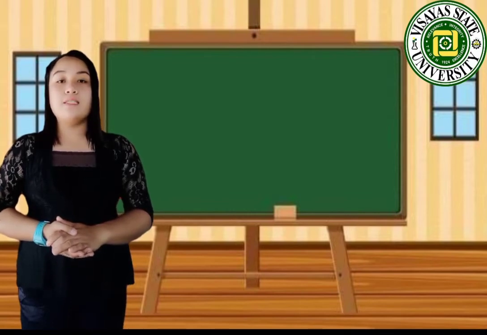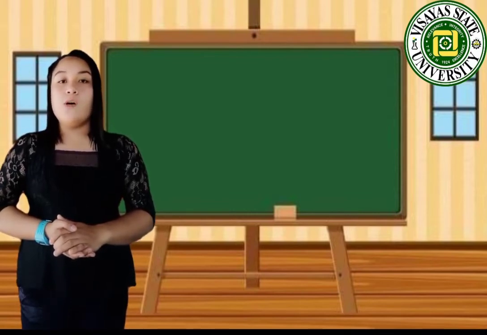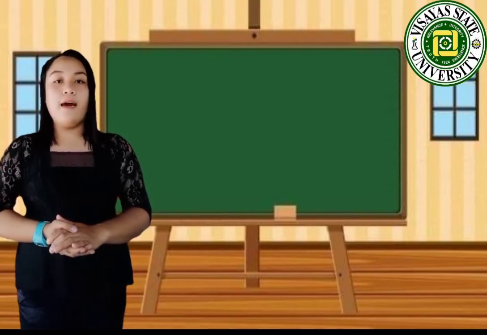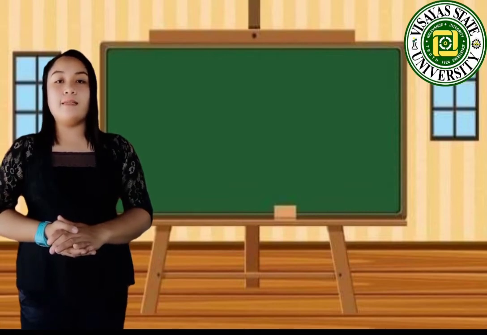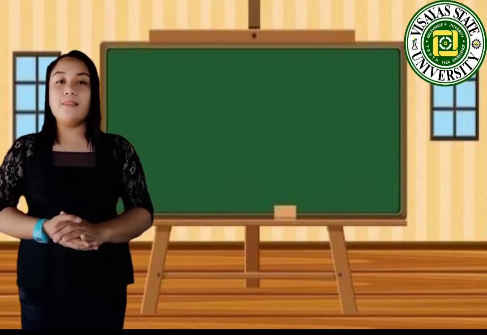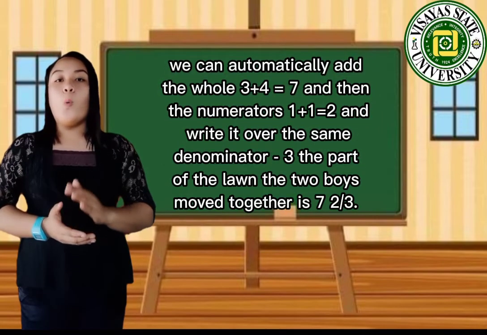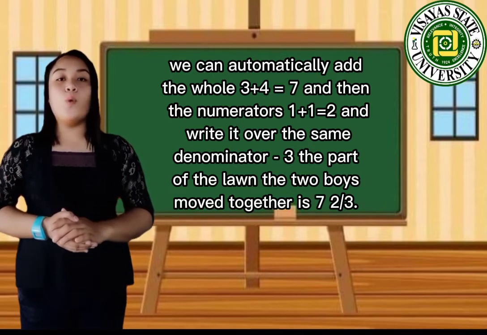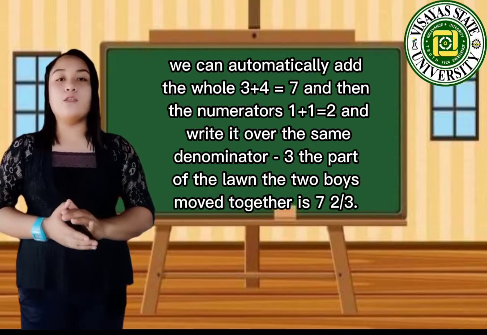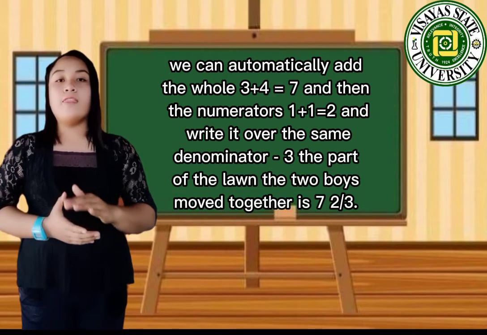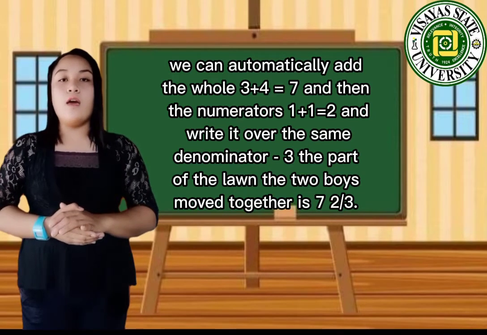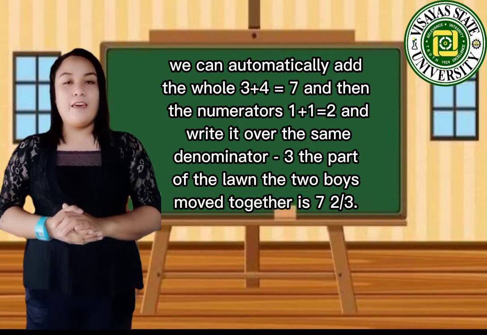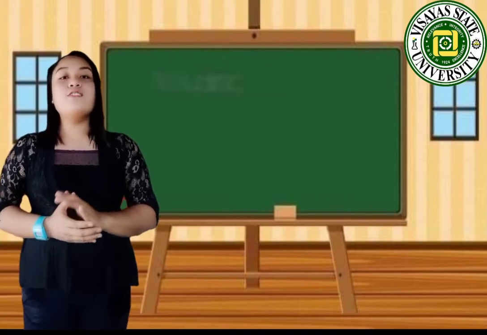So 3 1/3 and 4 1/3 are examples of mixed numbers with similar denominators, which we can just add directly without the need of finding the LCD. We can automatically add the whole numbers: 3 plus 4 equals 7, and then the numerators: 1 plus 1 equals 2, and write it over the same denominator, 3. The part of the lawn the two boys mowed together is 7 2/3.